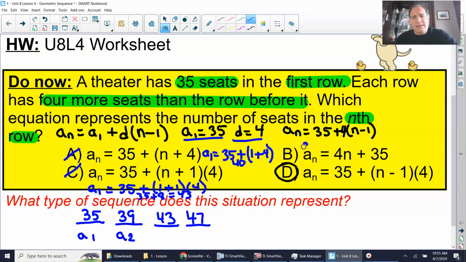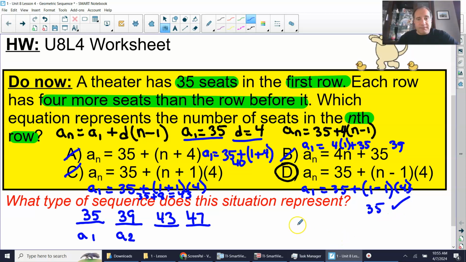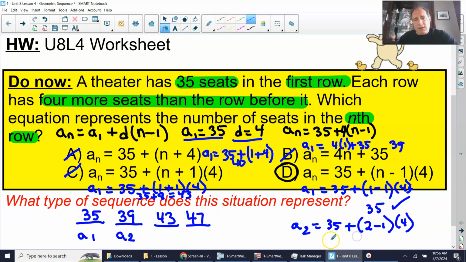Let's look at this one. A sub 1 equals 4 times 1 plus 35. That's 39. That is not the first row. Let's take a look at this one and see if it does work. A sub 1 is 35 plus 1 minus 1 times 4. So this is 0 times 4. This is 35. That works. Let's see the second row. A sub 2 now is 35 plus 2 minus 1 times 4. It's 35 plus 1 times 4. That equals 39. And yes, 39 is the second row.